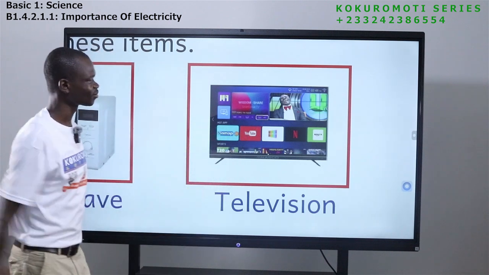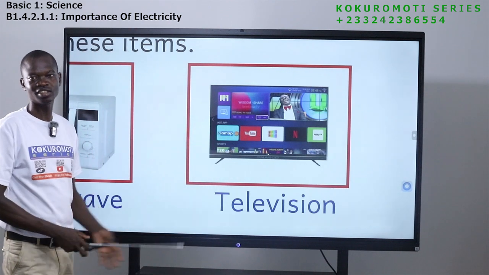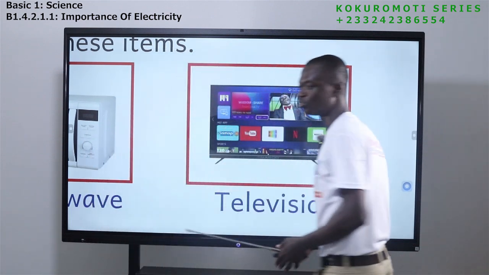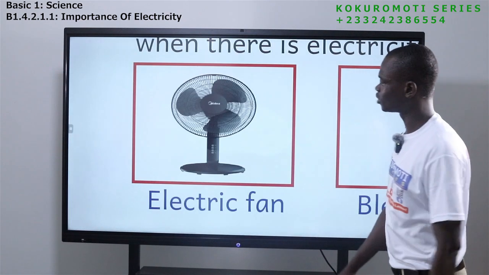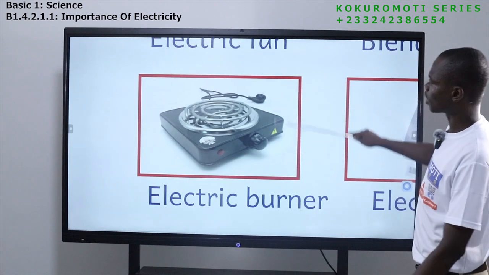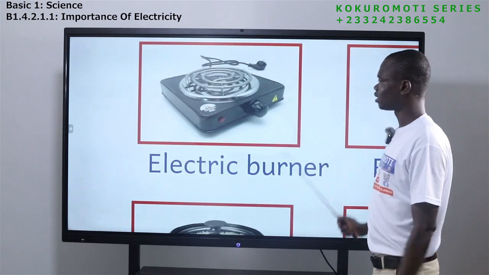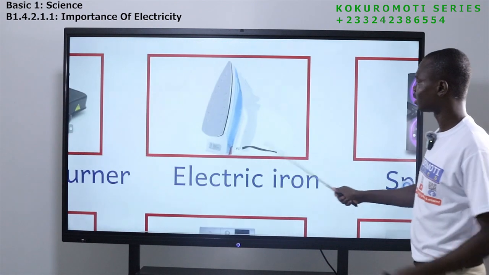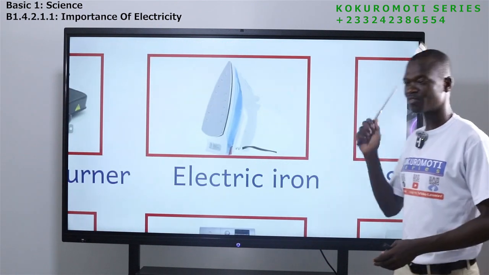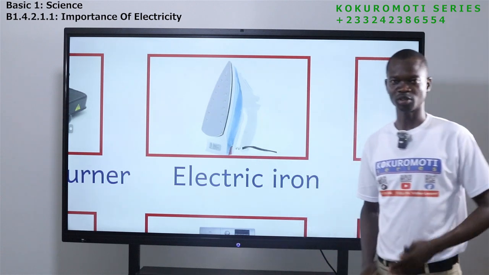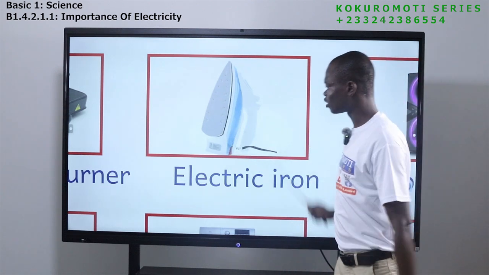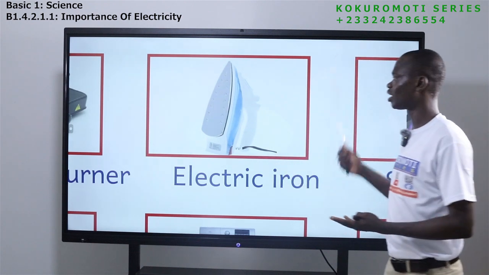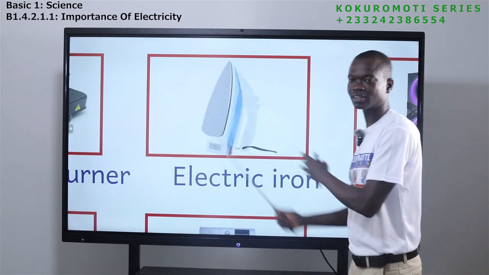We all know this. Television. You see, you watch news, football, and the rest. If there is no light, can you watch news? Can you watch football, movies, and the rest? No. So we use electricity to what? Power all this. We have electric burner. This one too, without electricity, it cannot work. There is another one here. This is iron. Every Monday, every Sunday, your parents iron your uniforms for you. But when there is no light, are they able to use this to do it? No.